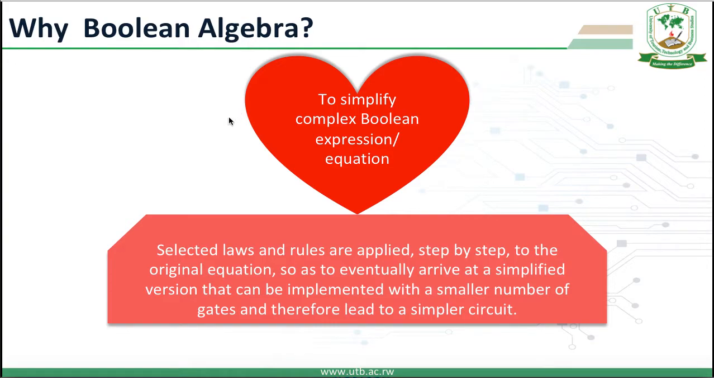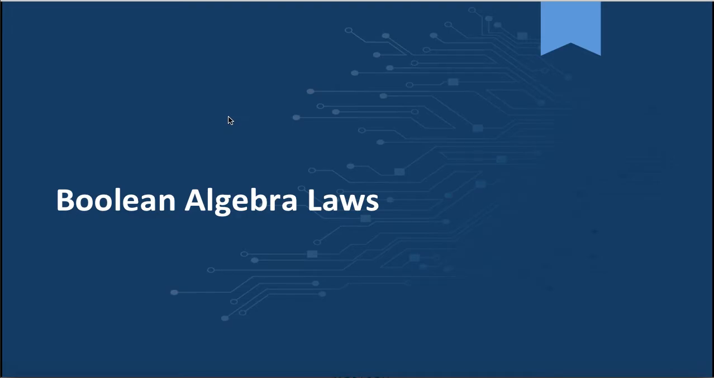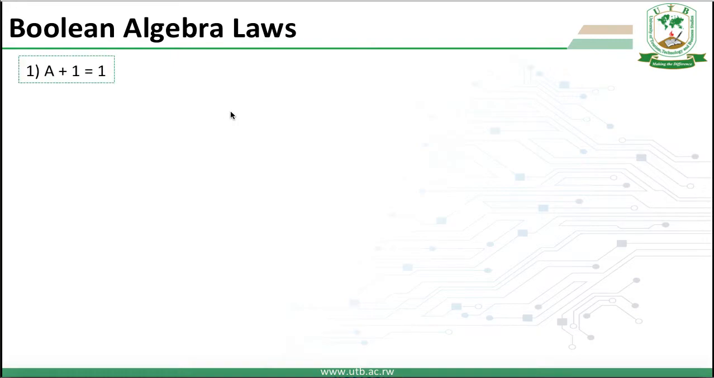So let's see the laws. The Boolean algebra laws. Boolean algebra has different laws. The first one, order doesn't matter. I have arranged them in this order, so read in this order. It is not called the first law, it is just a law. So the law is A plus 1 equal to 1. A plus 1 equal to 1.